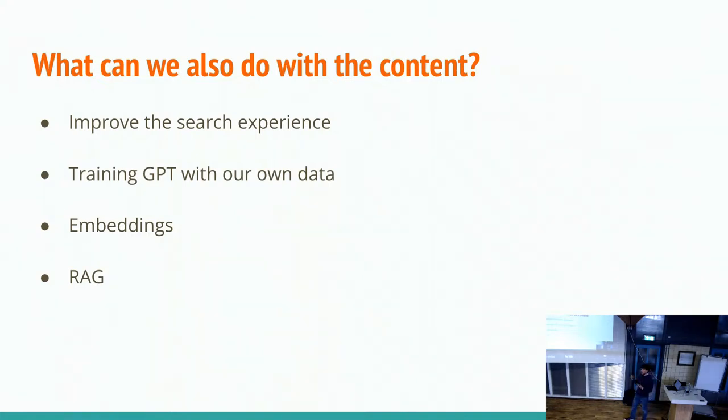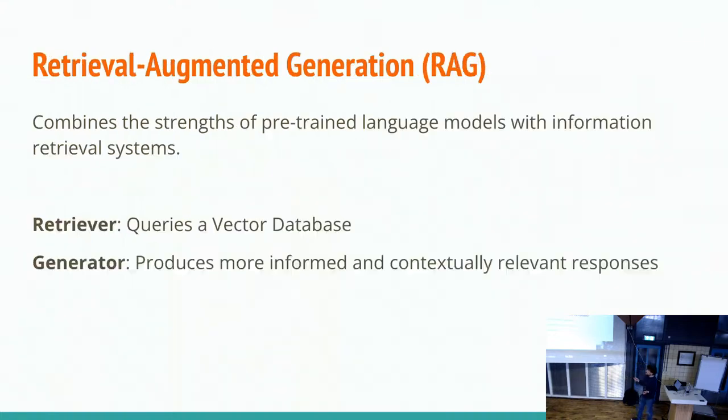We can train GPT with our data, but we're not doing fine-tuning because it's more expensive. We're going to use embeddings and RAG. So let's go quickly through the RAG. RAG is retrieval augmented generation and basically combines the strength of pre-trained language models with an information retrieval system. What does that mean? The information retrieval system is the vector database, because the embeddings capture the semantic meaning of the word in the form of numbers or coordinates and store it in a vector database. And then we use the pre-trained language model to generate a better response. So we get the data, we manipulate this data, and it presents a better answer.